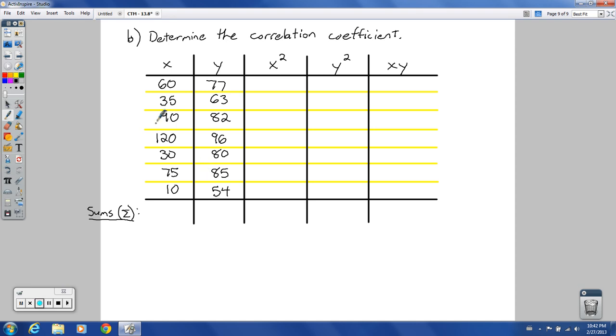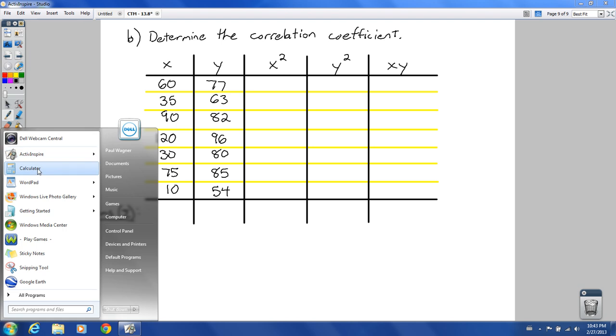Okay, so now we need to find what x squared is in each case, find what y squared is in each case, and find what x times y is in each case. That will require the use of a calculator.